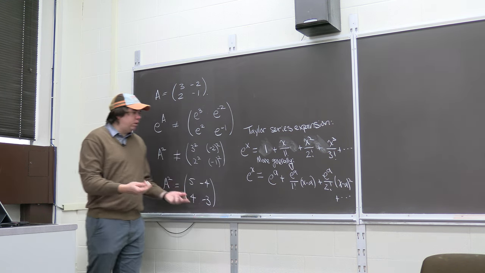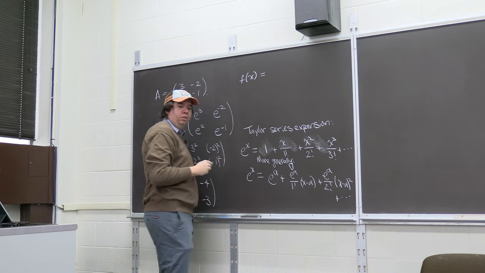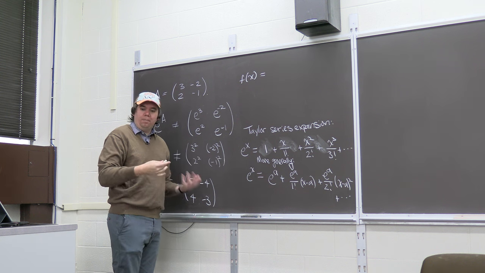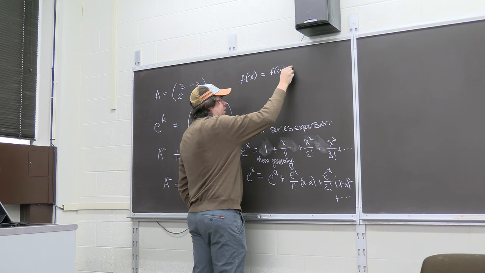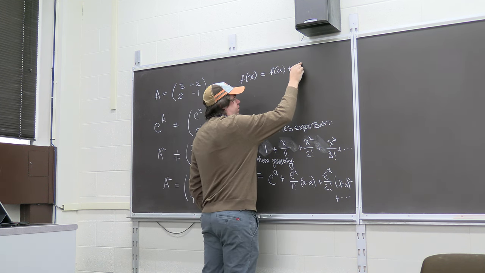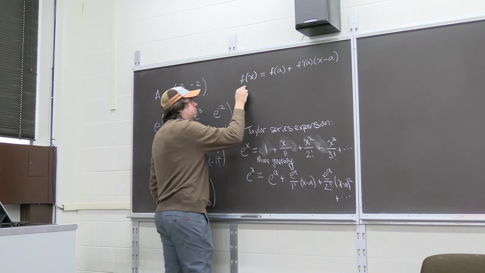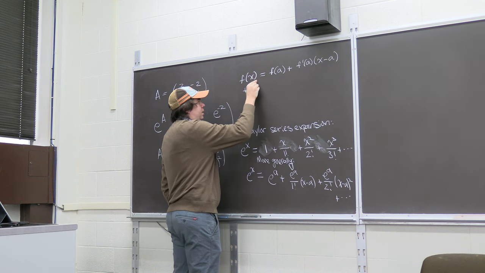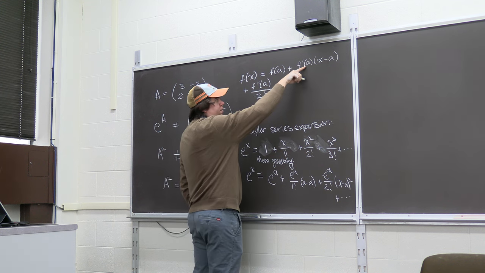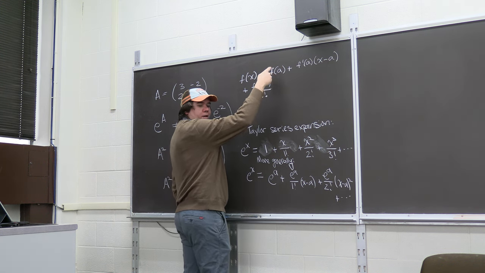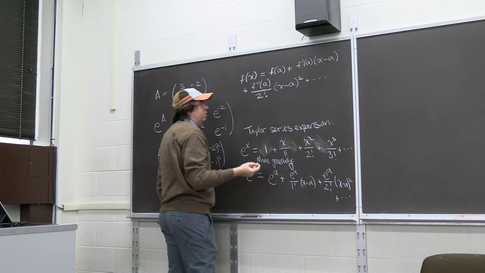So let me just remind you in general what this looks like. Given some function f of x, in general, the Taylor series expansion about some number a is just f of a plus the derivative of f at a times x minus a plus the second derivative of f at a over 2 factorial. There's a 1 factorial there, but that's just 1. There's a 0 factorial here, but that's just 1. Times x minus a squared, and so on, right?